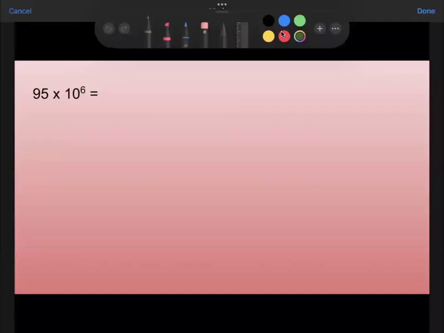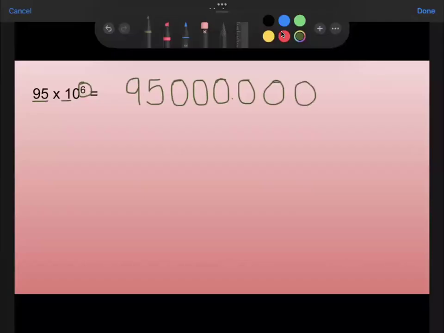Okay, here is our last one for today's video. So what I'm going to do is show you this one just using the shortcut way. And that's the way where I don't evaluate the power. I just go ahead and multiply and add zeros. So I'm going to start by doing 95 times 1, which is 95, and then use the exponential number to tell me how many zeros to add. So that's going to be 1, 2, 3, 4, 5, 6. I put a comma here and a comma here. So the answer to this, even if you choose to do it by evaluating 10 to the 6th power and then multiplying that by 95, should still be 95 million.